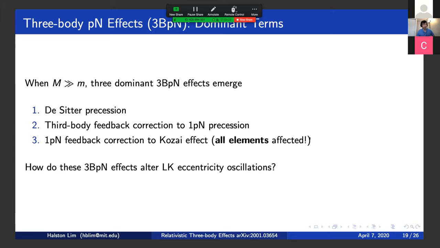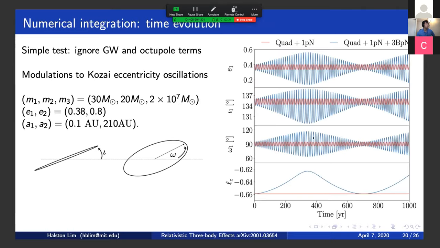Now that I've gone over some of the derivation and some of the features, I'm going to show some numerical results. As a simple test, I'm going to temporarily ignore gravitational wave emission and also the higher order octupole Kozai terms and only include the quadrupole Kozai terms. For this system, the pericenter angle omega describes how far the pericenter is from your reference plane. If you track this over time, only including the Kozai and the 1PN terms, it oscillates in a fixed range of angles. You could say it's oscillating or librating. Those are the same thing.